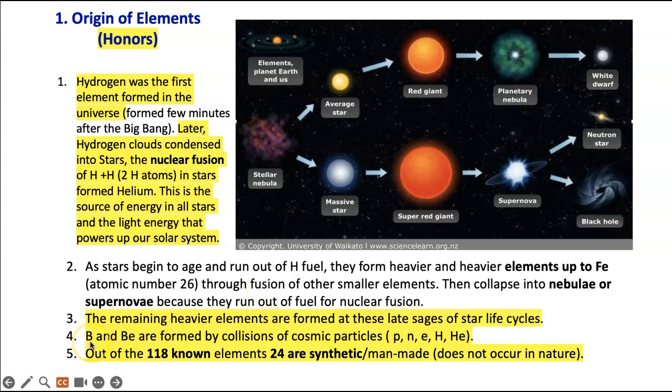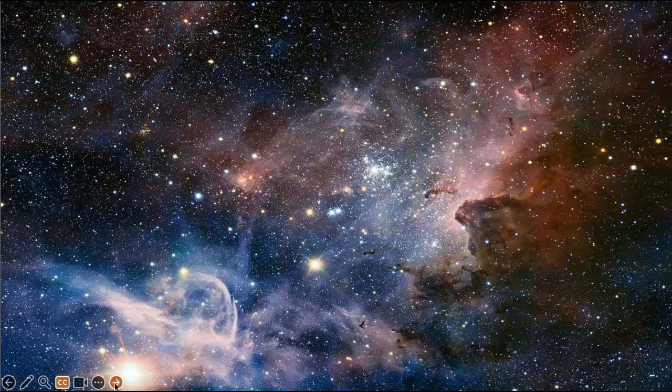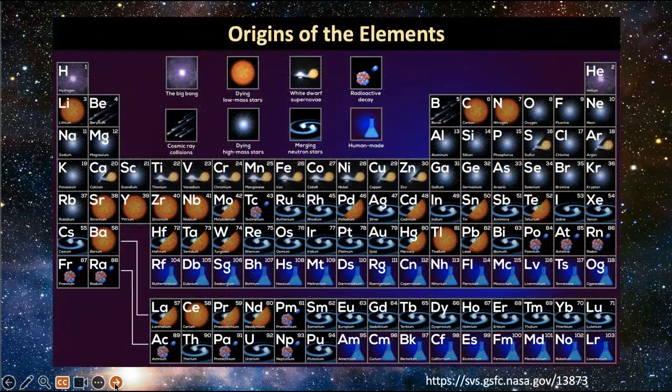It is also noteworthy that beryllium and boron are formed by the collision of cosmic particles, which are protons, neutrons, electrons, hydrogen and helium that are freely floating in space. Out of the 118 known elements, 24 of them at the very bottom of the periodic table, the heaviest ones, are man-made and they do not occur in nature. So here is a periodic table from NASA showing which elements were made how. This is just for your information.